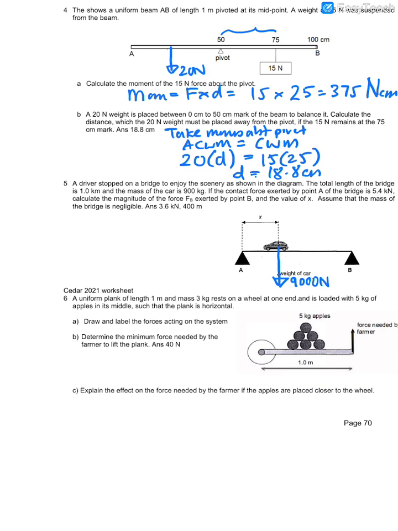Where is it? The contact force exerted by point A on the bridge. Read properly. What is this? Contact force 5.4 kilonewtons. Why do you read it opposite? Jonathan, you can't read 5.4 as 4.5. So you label here, the contact force is actually a normal reaction force, right? Write down 5.4. There's still one more force. Where is it?